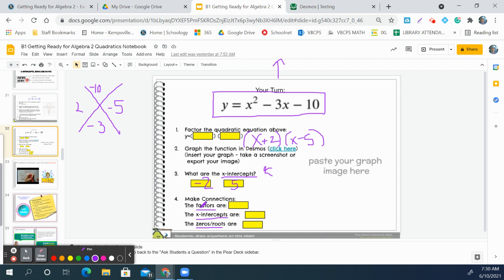Zeros. So the factors are x plus 2, that's a factor, and x minus 5, that's a factor. But the intercepts were negative 2 and 5, and the zeros are negative 2 and 5 because you had to negate it. Okay?